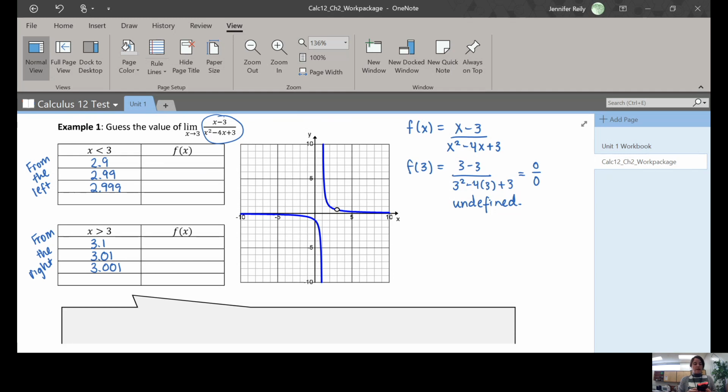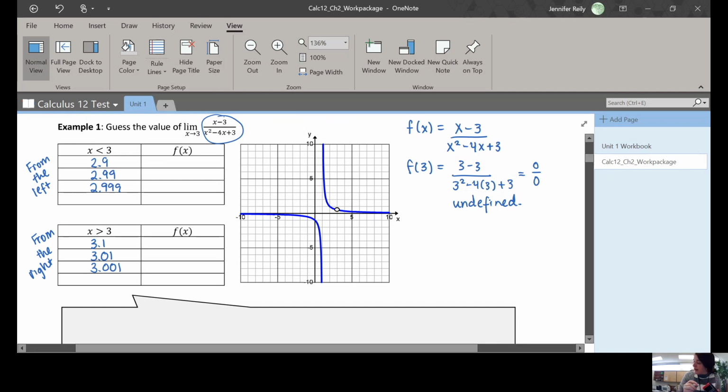So this part's a little bit tedious. I've already done it for you. So I'm just going to write the answers down. So when you plug in 2.9 into the function, it is defined. It's not 0 over 0, so you get an actual answer: 0.5263. And when you plug in 2.99, you get 0.5025. And the next one is 0.5003. These are all rounded off, they're longer decimals. So maybe the function's approaching 0.5. Looks like it might be. Let's do the other side and see.